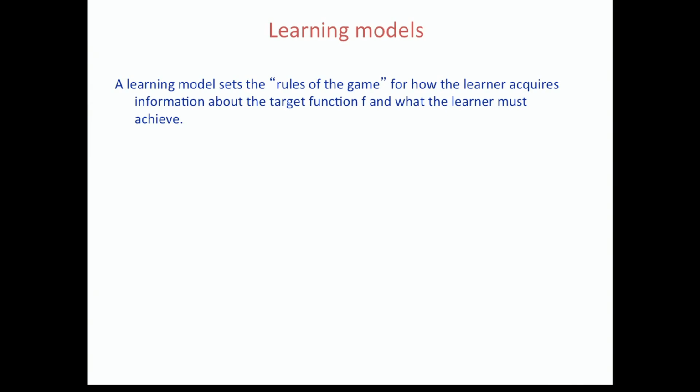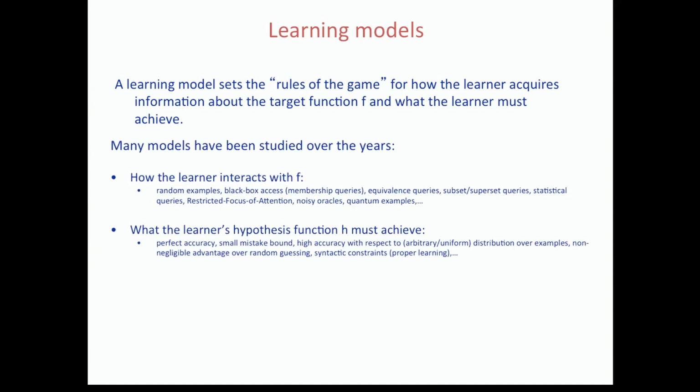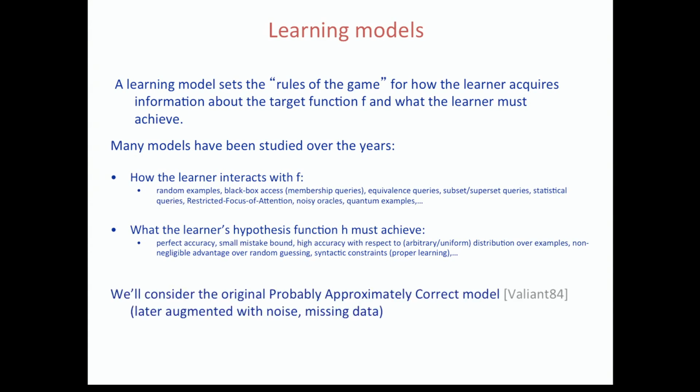Okay, so I'd better actually tell you what the learning model is. Basically, we should think of a learning model as specifying the rules of the game. How does the learning algorithm get the data? What kind of access to the data does it have? And what is it supposed to accomplish with its hypothesis? People have studied a wide array of different learning models over the years. I don't want you to read the fine print here. It's just to get across the impression that there are many different ways you can define a learning model. We're going to stick to, at least originally, this first probably approximately correct model, and later on we'll augment it by thinking about what happens if we have noise, what happens if we have missing data.